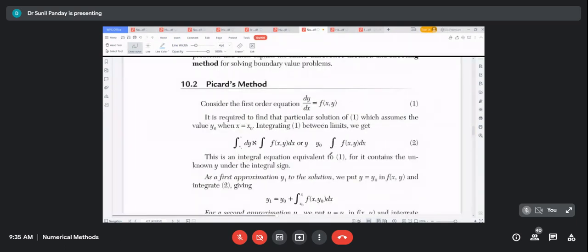So let's discuss this method, Picard's method. In this Picard's method, we consider the first order differential equation. So this is our first order differential equation, with initial condition. So now we are discussing initial value problem. Let y naught be the value of y at x naught. It is given to you. So y naught when x equals x naught is given to you, and you have to solve this equation 1.